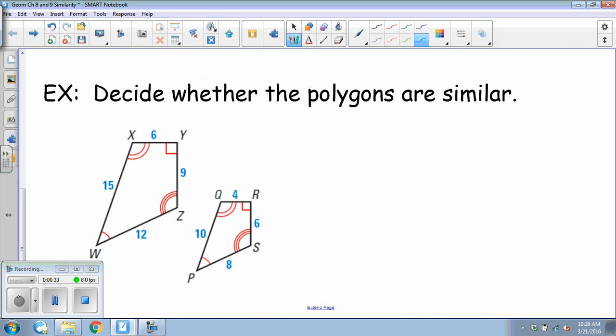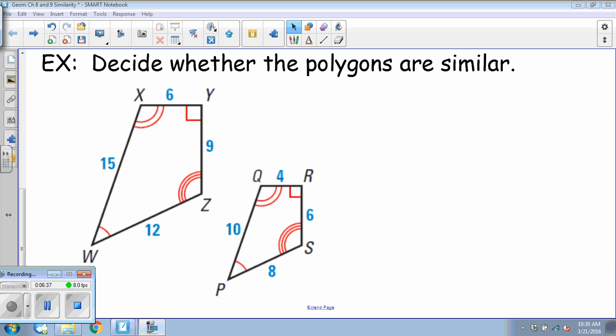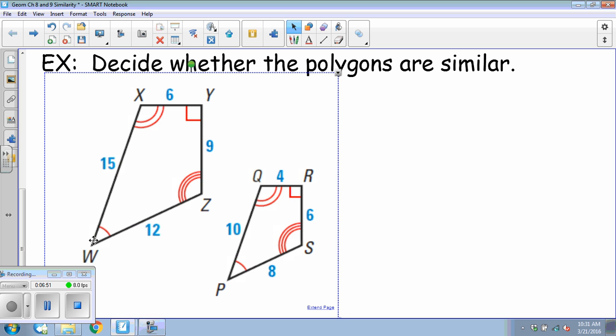Let's look at this first example. This says decide whether they're similar. First thing you want to check is that all of the corresponding angles are congruent. Angle X is congruent to angle Q. Y is congruent to R, W is congruent to P, and Z is congruent to S. So all four angles in one figure are congruent to all four angles in the other.